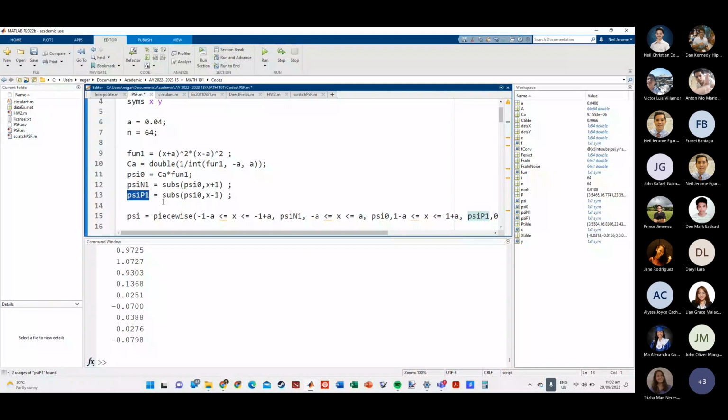So kung gusto niyo kopyahin si psi doon sa interval say 2 minus a hanggang 2 plus a, so ang n natin ay 2, right? So kailangan i-move nyo, mamumove lang yung graph ni psi sub 0 2 units to the right. So ibig sabihin para makuha si psi p2, papalitan nyo lahat ng variables kay psi sub 0 ng x minus 2. Kasi shifted 2 units to the right siya. Okay?